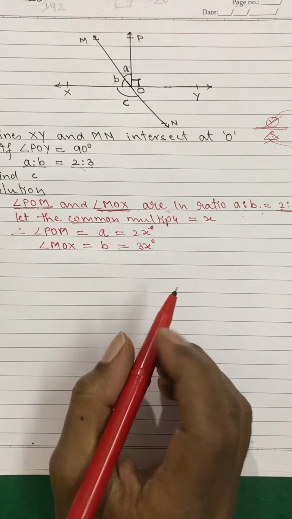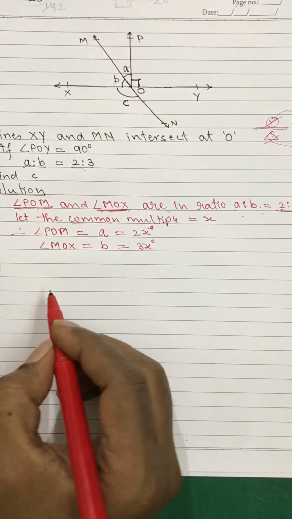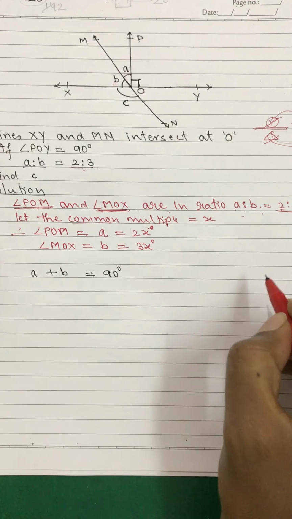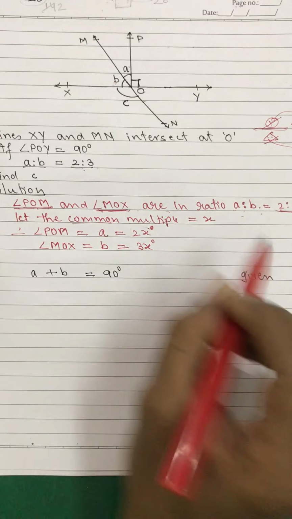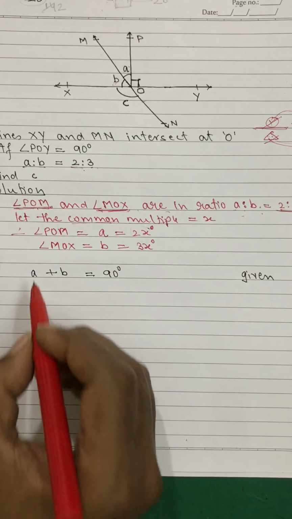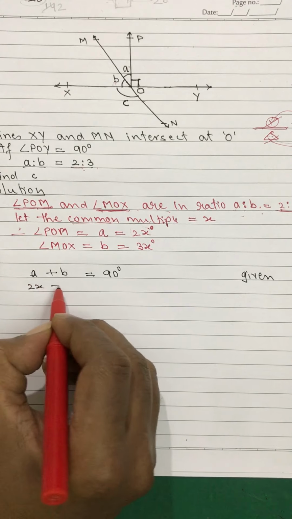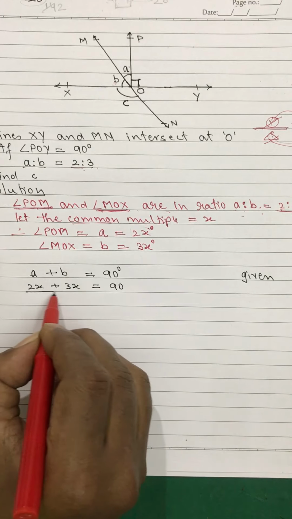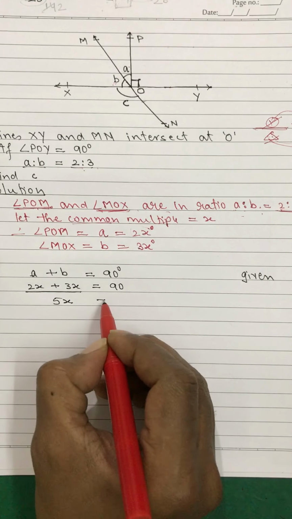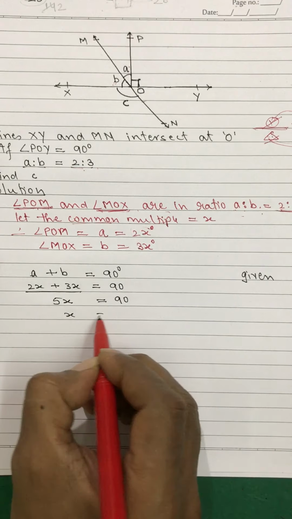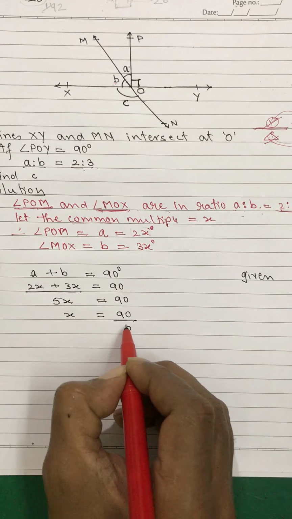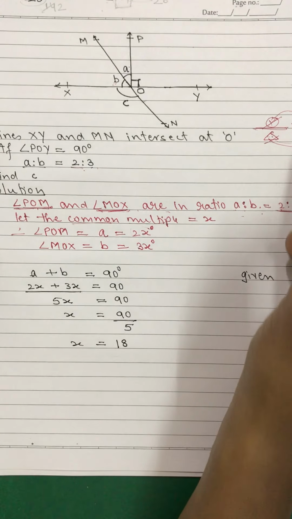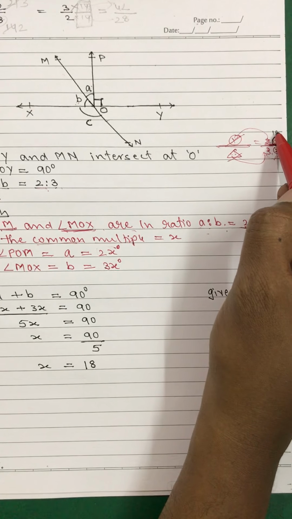This was the basic part. Now we know A plus B is equal to 90 degrees. This is given. What is A? 2x. What is B? 3x. Add: 2x plus 3x will give you 5x, which equals 90 degrees. So x is equal to 90 divided by 5. 5 1s are 5, 5 8s are 40. See, now we have got the common multiple. This number is going to be 18.